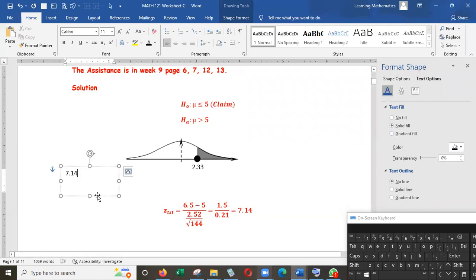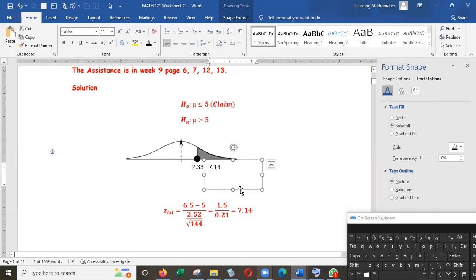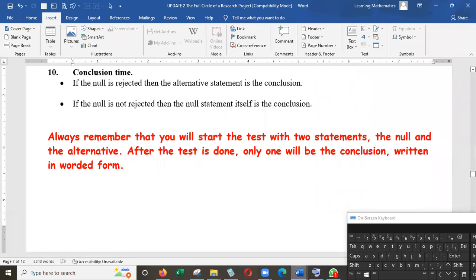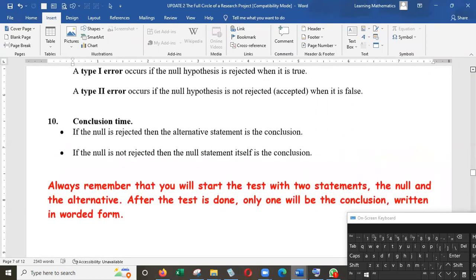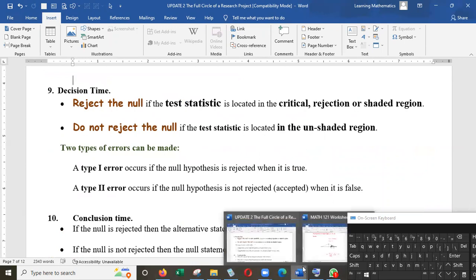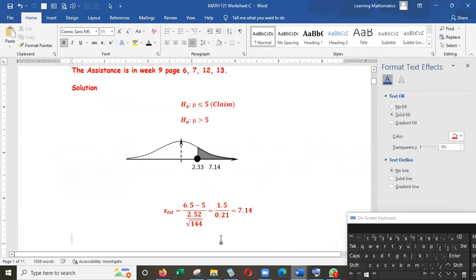As the steps go, now 7 is greater than 2, so it comes in the critical region. Therefore, as these steps say, if the test statistic is in the critical region, we reject the null. Reject the null if the test statistic is in the critical region. Do not reject the null if the test statistic is not in the critical region. So because the test statistic is in the critical region, our decision is to reject the null.